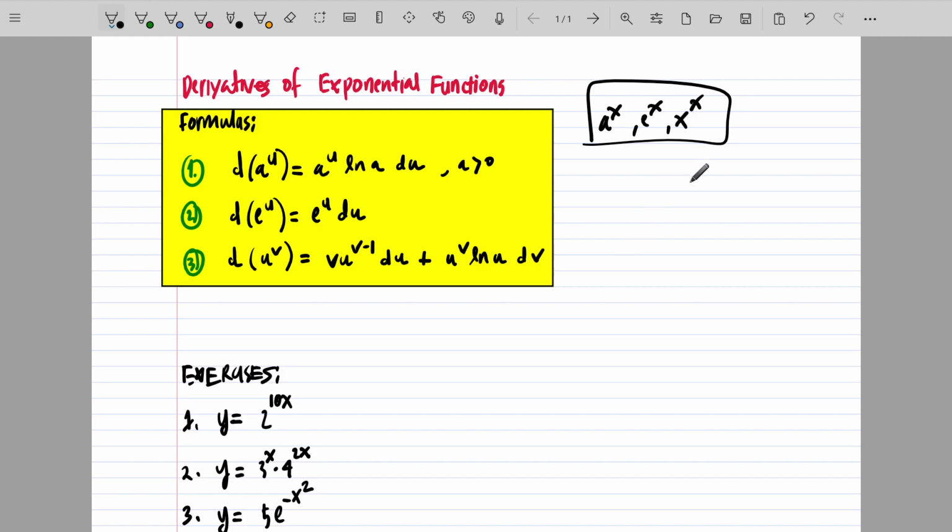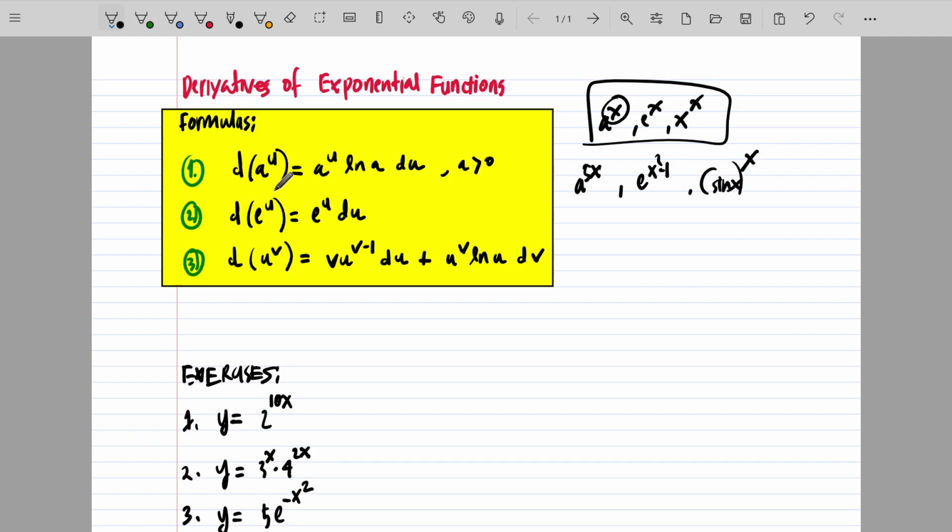But again, the exponent is not always just x. Sometimes the exponent is an expression, in general a function of x. For example, a raised to 5x, e raised to x squared minus 1, or sin x raised to x. So when that happens, we have to set a new rule.